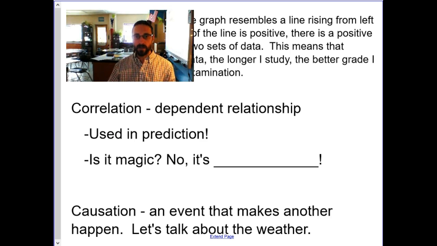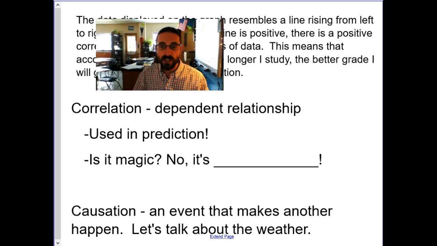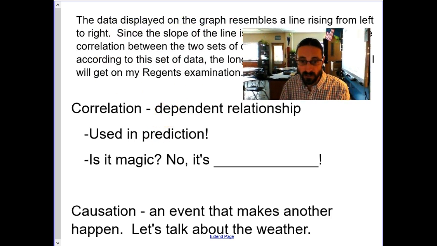All right, so what are we talking about here? The data that we just used is a line rising from the left to the right, and so we would say that has a positive slope. Well, if it has a positive slope, then there's a positive correlation, and that's where we're going here with correlation and how two variables are related to one another. So correlation shows how dependent a relationship is.